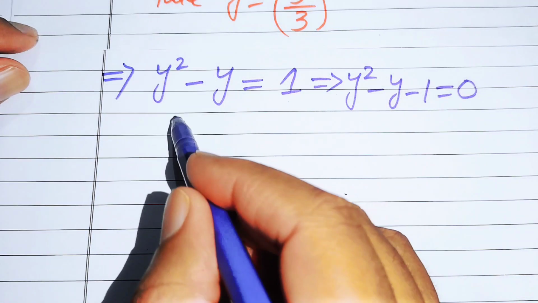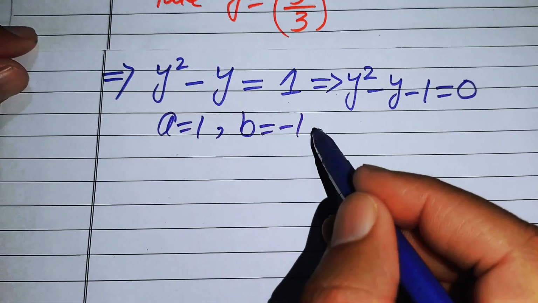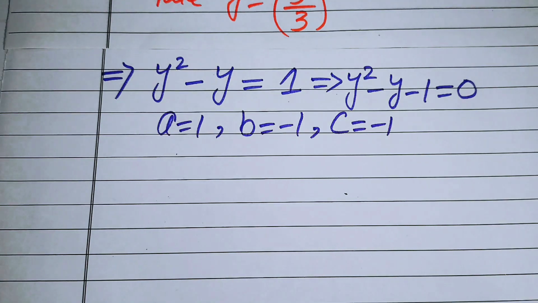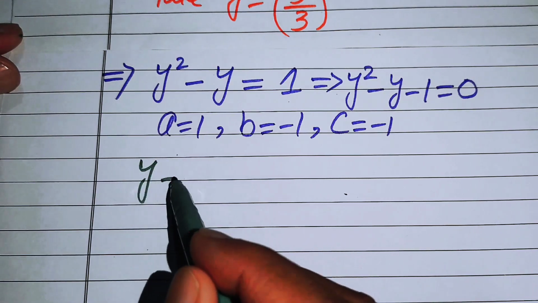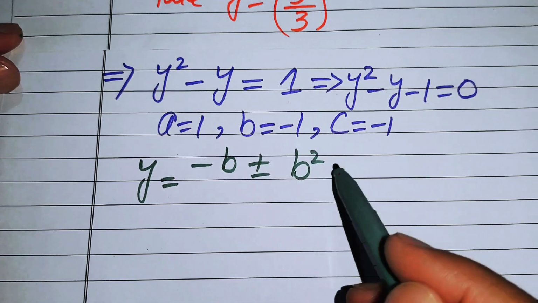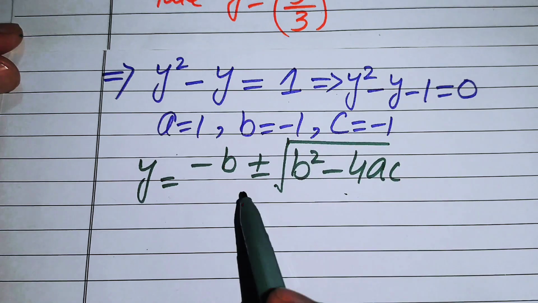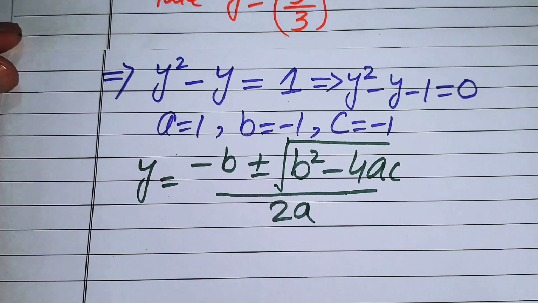So here you have a equals 1, b equals -1, and c equals -1, and our nice quadratic formula looks like this: y equals -b plus or minus the square root of b squared minus 4ac, over 2a.